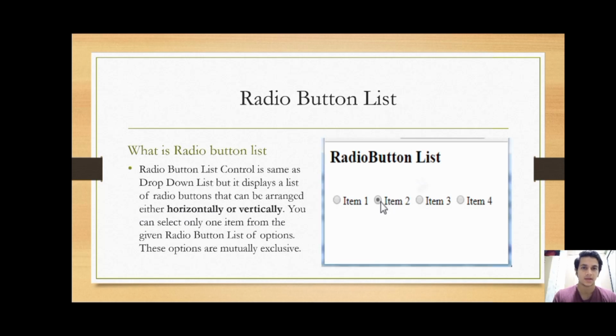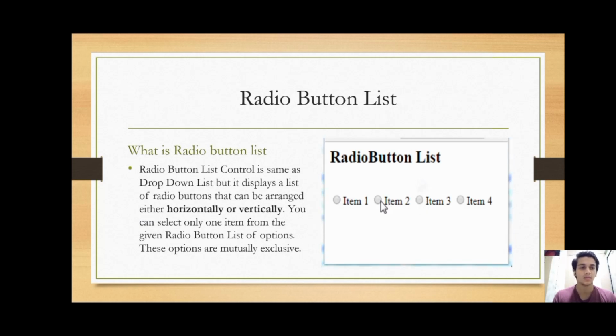So what is a radio button list? A radio button list control is the same as a drop down list, but it displays a list of radio buttons that can be arranged either horizontally or vertically. You can select only one item from the given radio button list of options. These options are mutually exclusive.